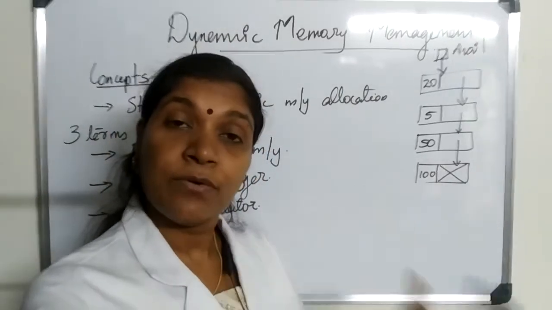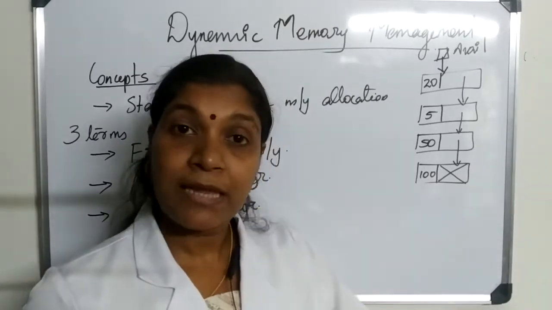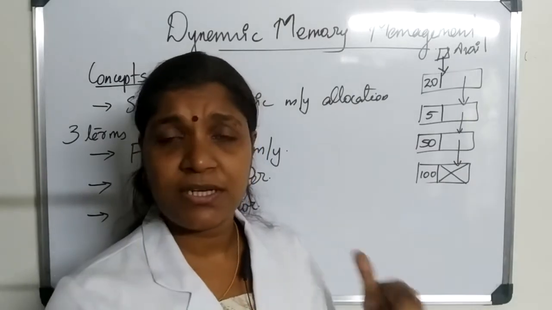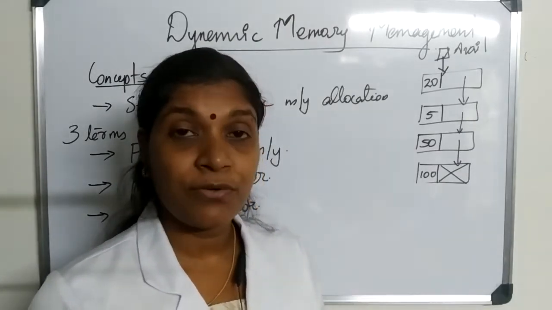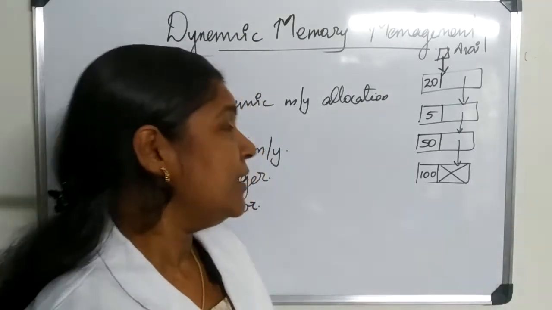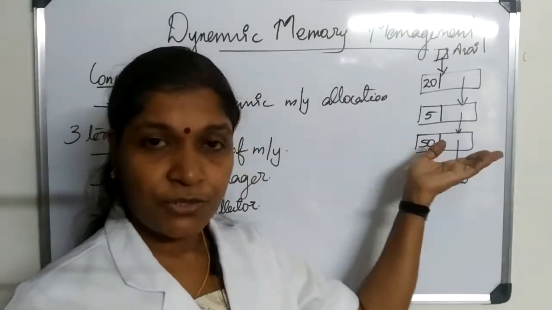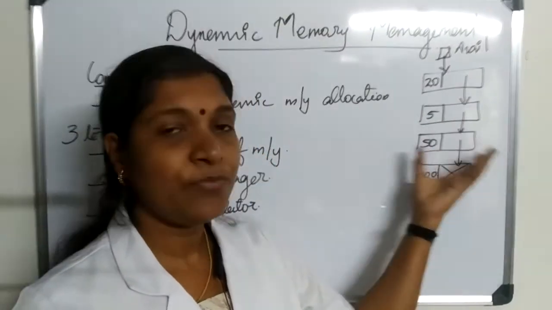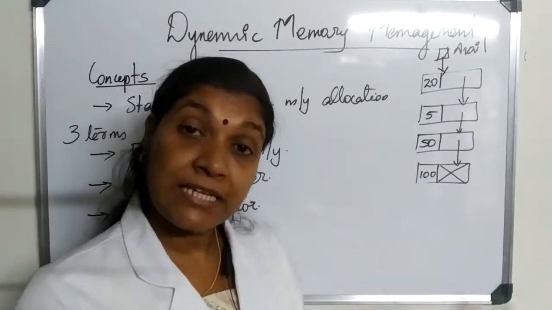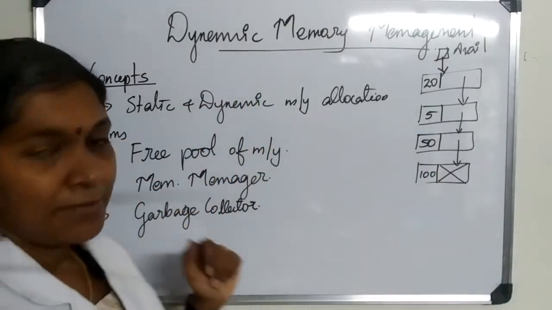Whenever that allocated memory is no longer required in the program, it can be freed up, right? We have a free function. We have seen that function in the deletion of a node program in single linked list and double linked list. Whenever that memory is freed, it is joined back to the free pool of memory. So allocation of memory takes place from the free pool of memory, and whenever the allocated space is freed up, it is joined back to the free pool. And next is the memory manager.